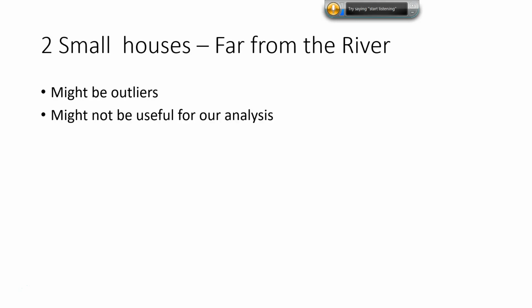So, 2 small houses far from the river, probably outliers, probably not useful for our analysis. We probably are justified in dropping them out of the data set. And you always want to be careful about dropping things out of a data set because you don't want to introduce your own personal bias. So when you're making a decision to drop something out of a data set, if you can't come up with any reason why those 2 small houses would be worth more than houses that had several more rooms, that's probably an outlier, probably a mistake, and you're probably justified in dropping it.